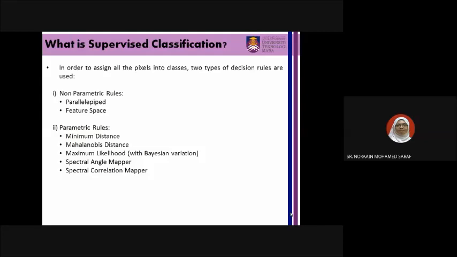In order to assign all the pixels into classes, two types of decision rules are used. The first one is non-parametric rules. The second one is parametric rules. There are two techniques that can be applied using non-parametric rules: parallelepiped and feature space. The second type of decision rules is parametric rules, which consist of 5 techniques: minimum distance, Mahalanobis distance, maximum likelihood, spectral angle mapper, and spectral correlation mapper.